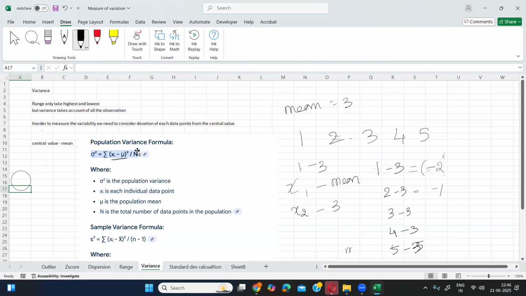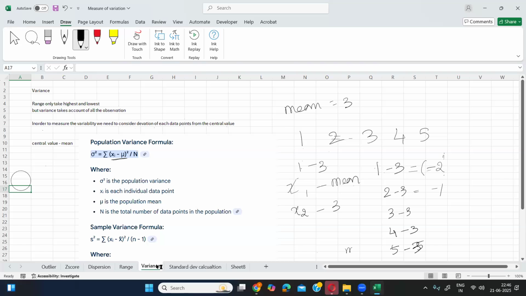Divided by n, divided by 1, 2, 3, 4, 5. Number of population, so divided by 5. If you understand the formula, it is very simple. Each and every data minus mean, and you do the whole square of the answer. Why? Because sometimes you get minus. When you do minus 2 whole square, minus into minus is plus, so you get only the positive value. We are only interested in the value, not the symbol. That is why we are doing the whole square divided by n. If it is a sample, then it is n minus 1, 5 minus 4.